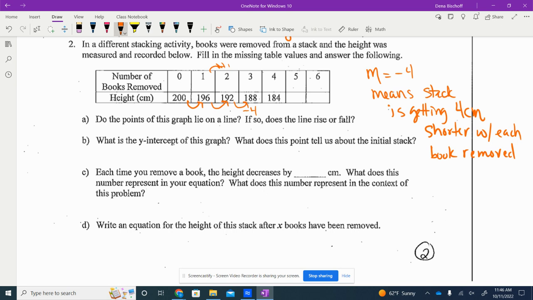So do the points of this graph lie on a line? Is this going to make a line? If each time I take away a book, I remove 4 inches, is that linear? Is that a constant rate of change? Take away 4, take away 4, take away 4, take away 4? Yes. So they are going to fall in a line. If so, does the line rise or fall? Meaning, does it go up or does it go down? It goes down. The line falls. So I'm going to put the line falls, and then I'm going to put goes down.